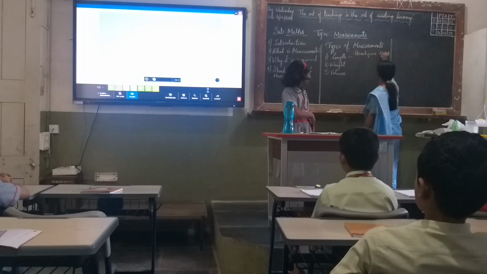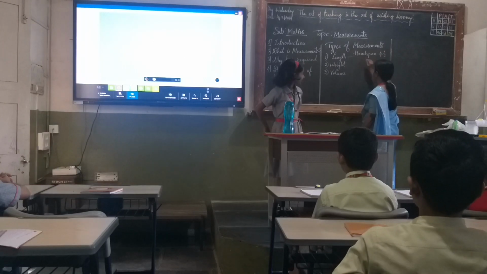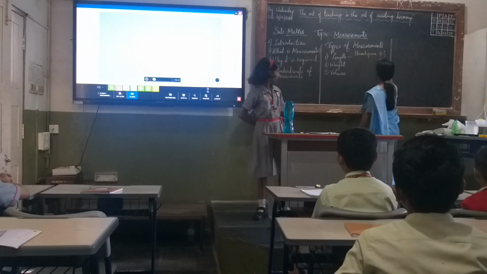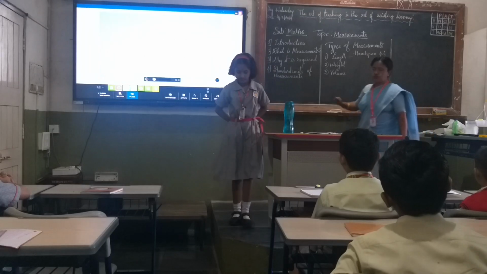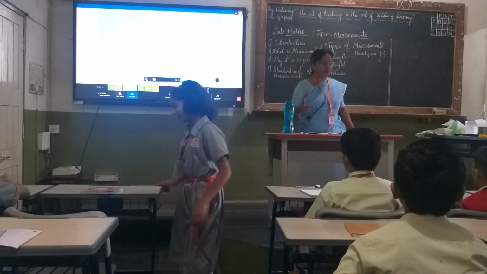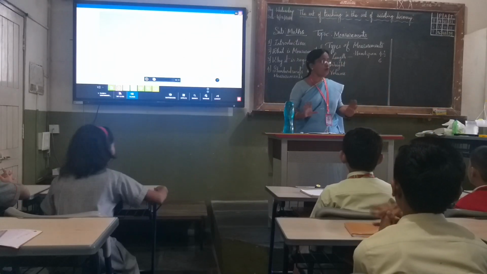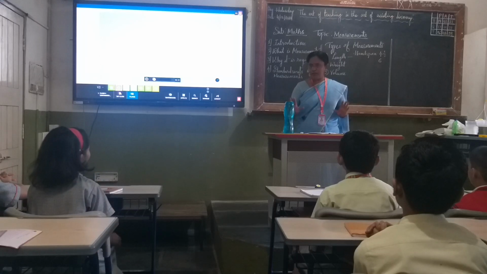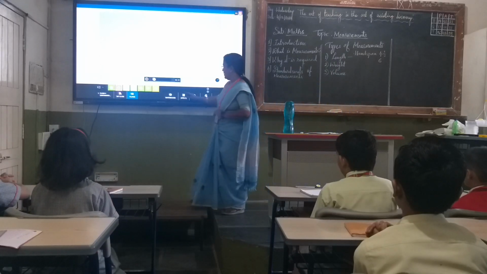Mine it is 4.5, yes, near about 5, and Shreya's it is 6 hand spans. Okay. So like this the measurement differs from person to person. You won't get the exact proper measurements. Okay. Now let's see.